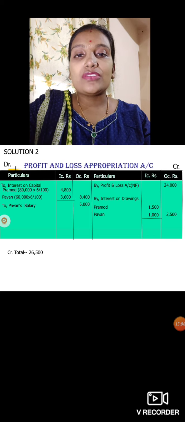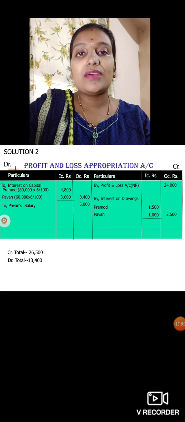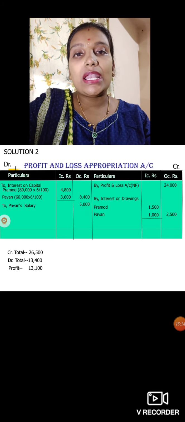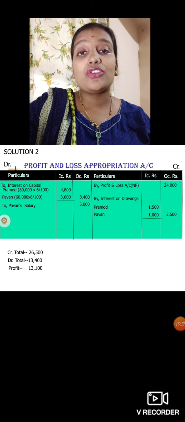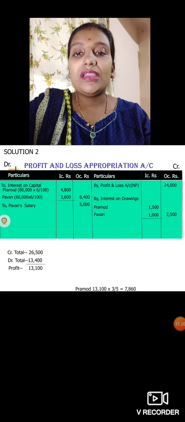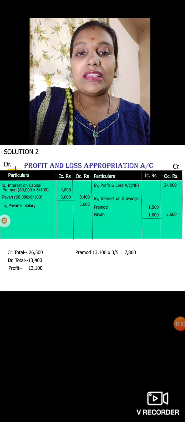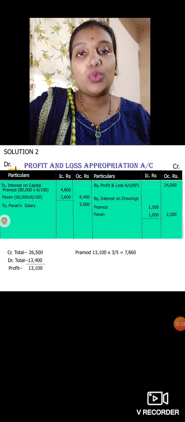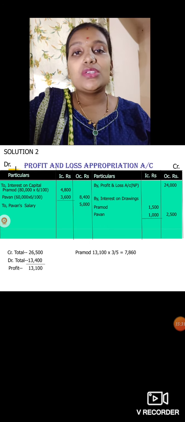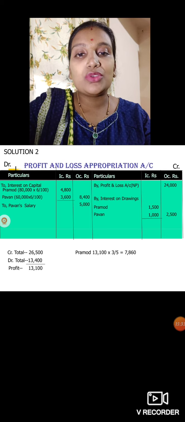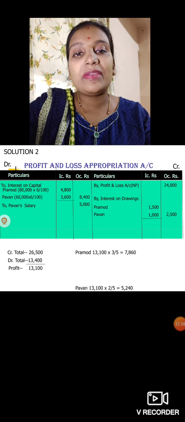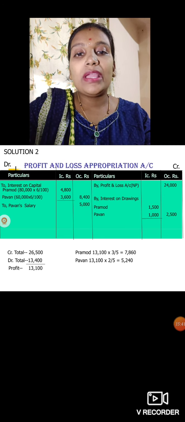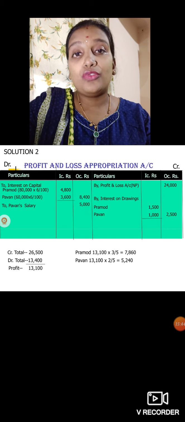And debit side 8,400 and 5,000, we have 13,400 here. So balance, how much are we having? 13,100, which you have to divide between both the partners in the ratio of 3:2. So first we'll divide for Pramod, it is 13,100 into 3 by 5. Have you got 3 divided by 5? 3 plus 2, 3:2. 3 plus 2 equals 5. So 13,100 into 3 by 5 is 7,860. And Pawan, 13,100 into 2 by 5, you'll get 5,240.